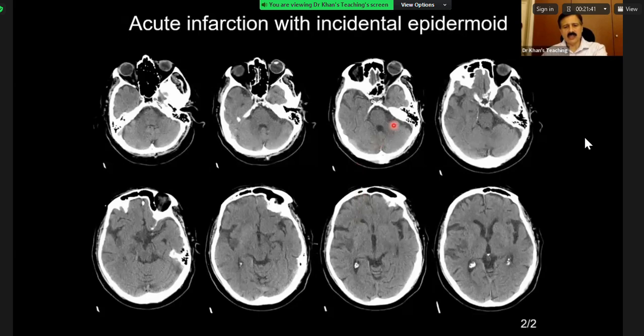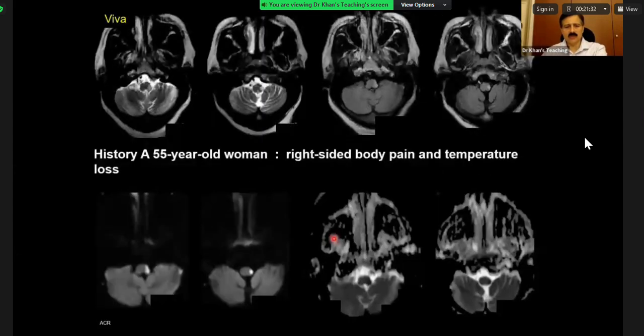On a CT scan, an epidermoid versus an arachnoid cyst, both will be low density, and you will not be able to pick up the difference.